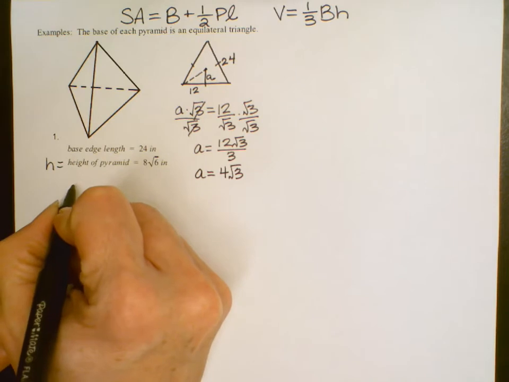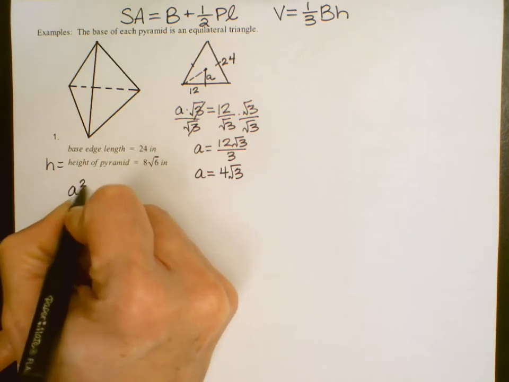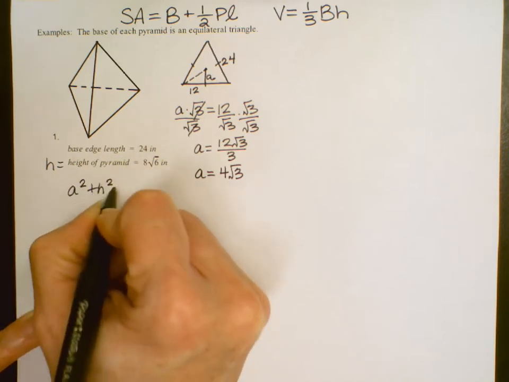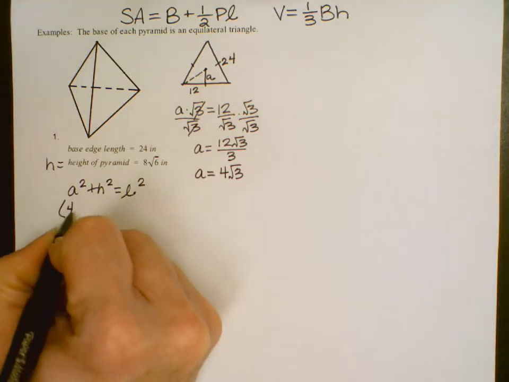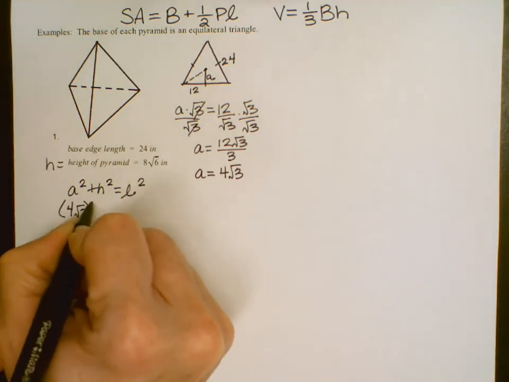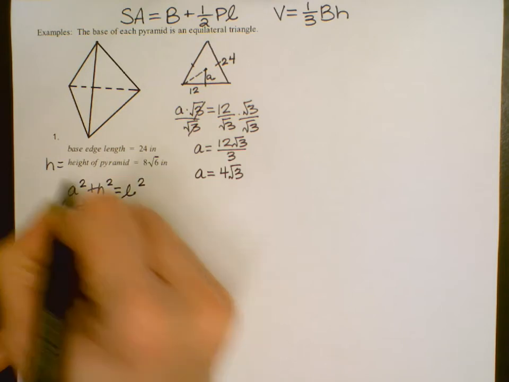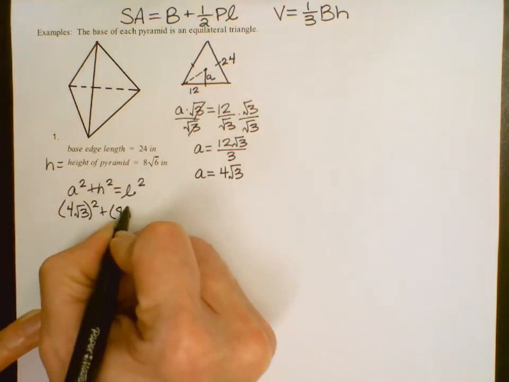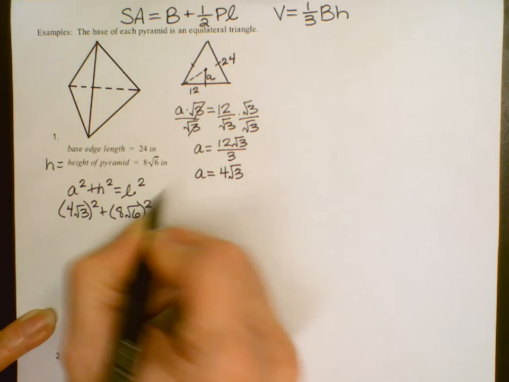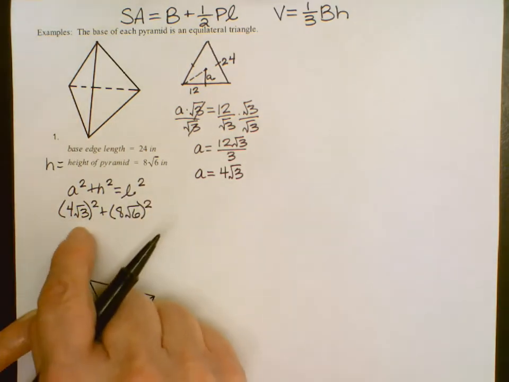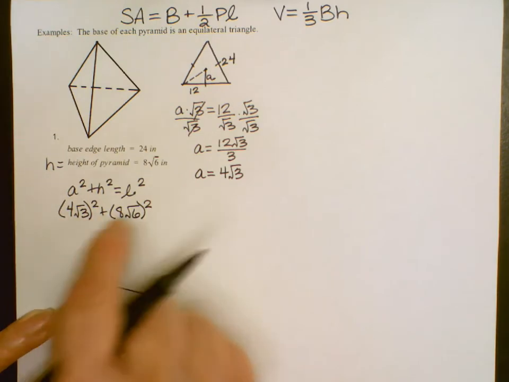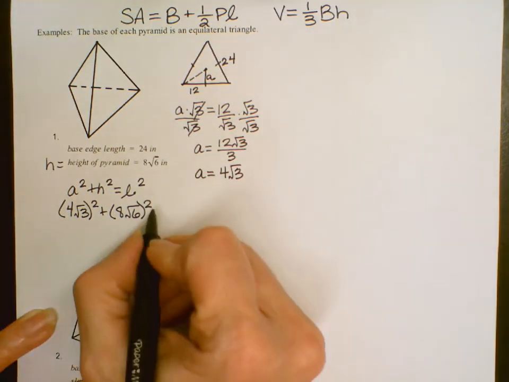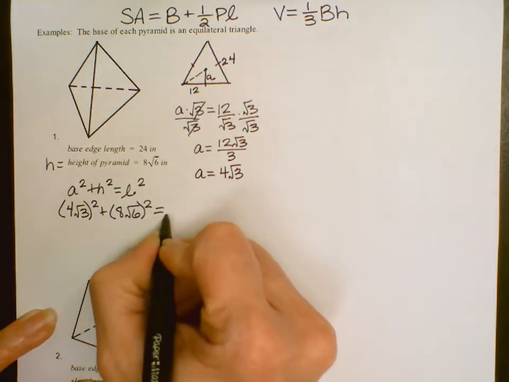We need that value of a to determine the value of L. So now we go to our Pythagorean theorem, a squared plus h squared equals L squared. In this case, 4 square root 3 squared plus the height squared, 8 square root 6 squared. It is my advice that anytime you have a square root that needs to be squared, use your parentheses to remind yourself to type them into your calculator in that form.